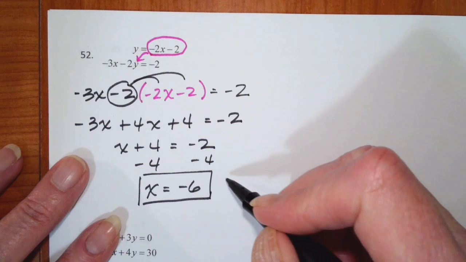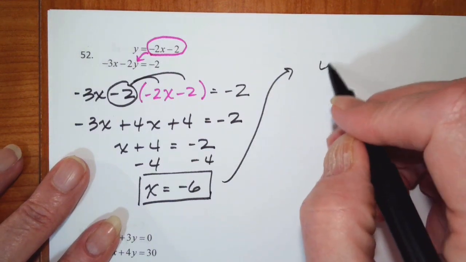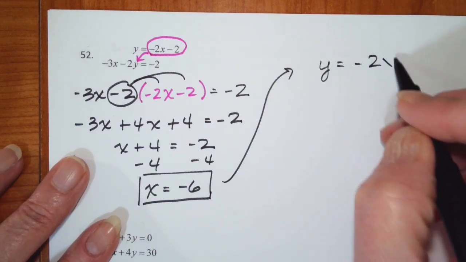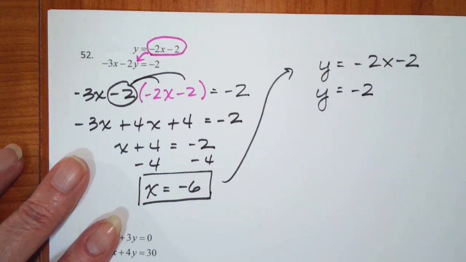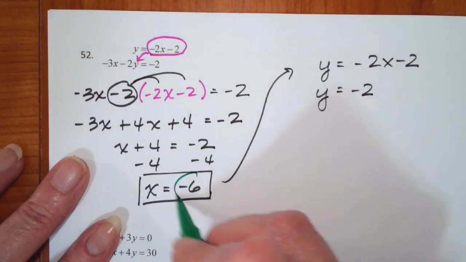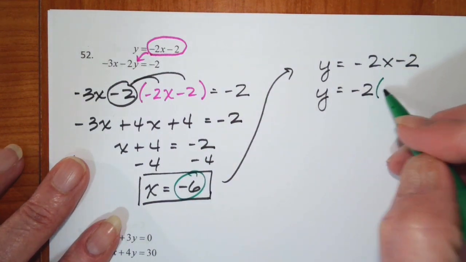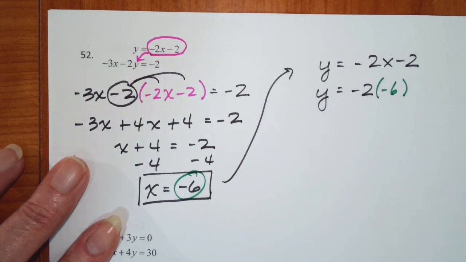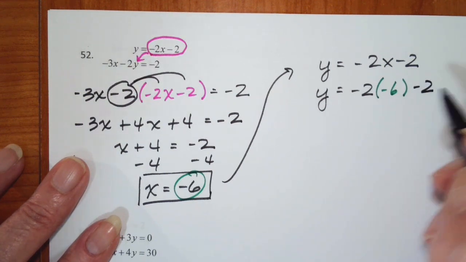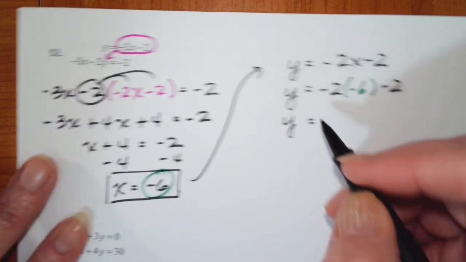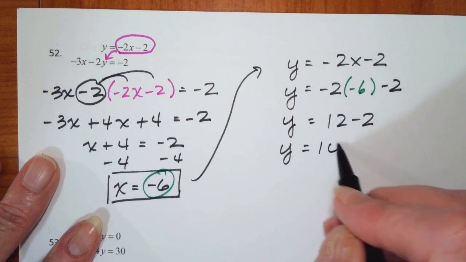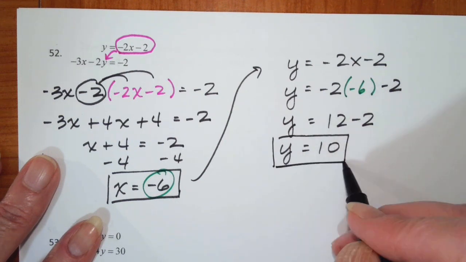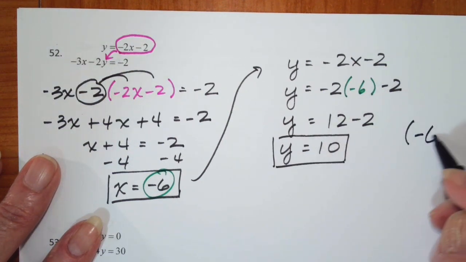So now I'm going to take this and plug it into the equation y equals negative 2x minus 2. So y is equal to negative 2 times negative 6 minus 2. So this is 12 minus 2, which tells us that y is 10. As an ordered pair, that would be negative 6, 10.